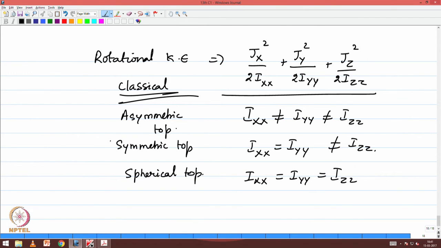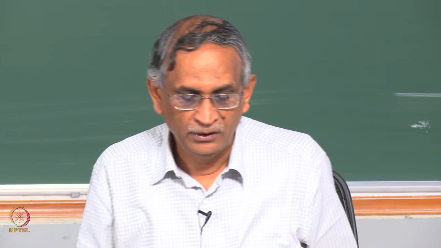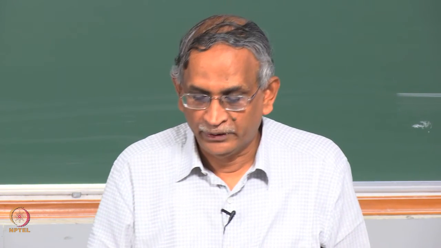Then in the symmetric top there are two classes, depending on whether the equal moments of inertia are greater than the unequal moment of inertia or less than the unequal moment of inertia. You have two types, a prolate symmetric top or an oblate symmetric top. And there are quite a few examples in the lecture notes that I have given in the course where some of these things are mentioned.